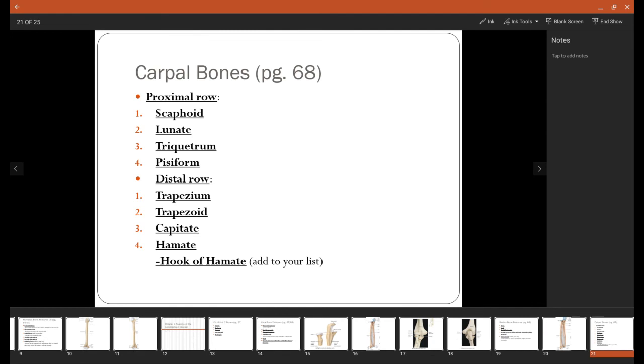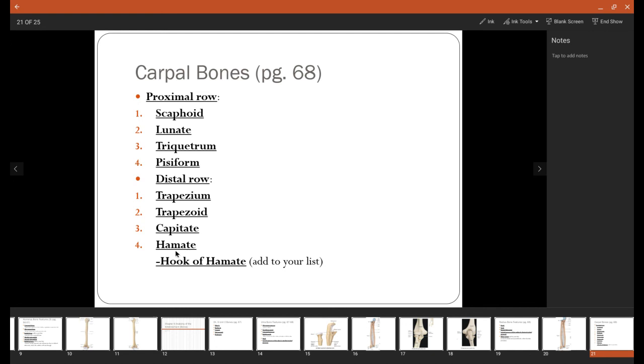Moving on to the carpal bones, these can be broken down into two different rows, a proximal row and a distal row. Now, we're just going to go through the names of them real quick. So proximal row, we have scaphoid, lunate, triquetrum or triquetral bone, pisiform, and then in our distal row, we have trapezium, trapezoid, capitate, and hamate.